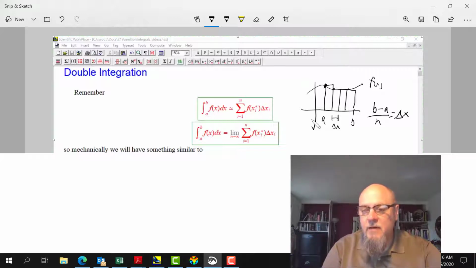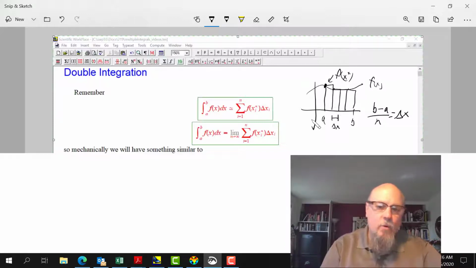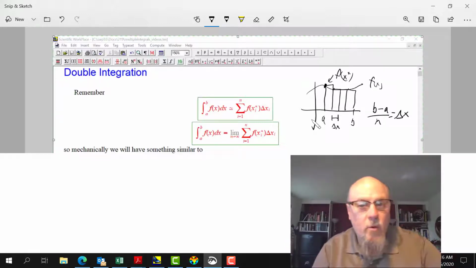And the height of each rectangle, we chose where to evaluate the height. So this is our f of x star. X star just means special x. So in this case, in the picture that I drew, they're all on the left-hand corners. But you'll remember we could have chosen right-hand corners or center points. In the end, for an approximation, we had to make a choice about left-hand corner, right-hand corner, midpoint.